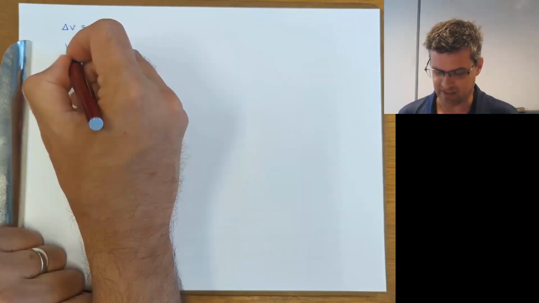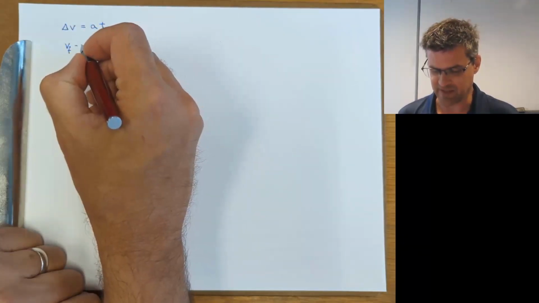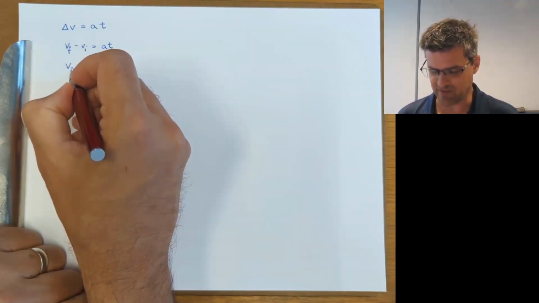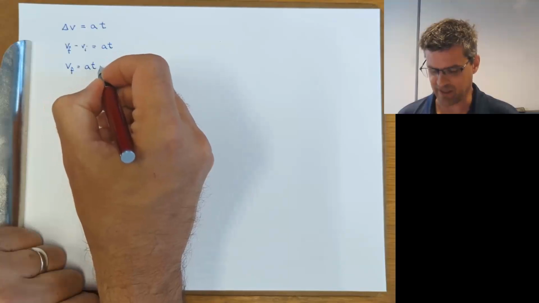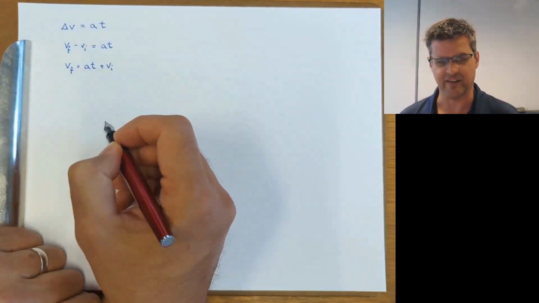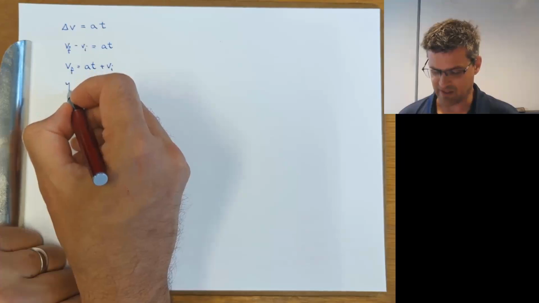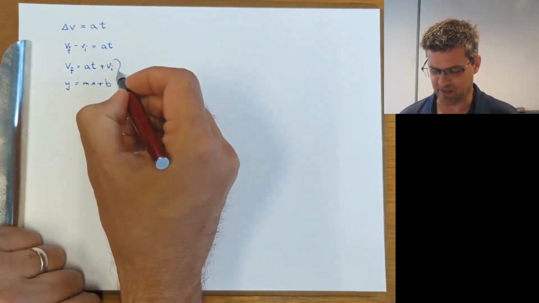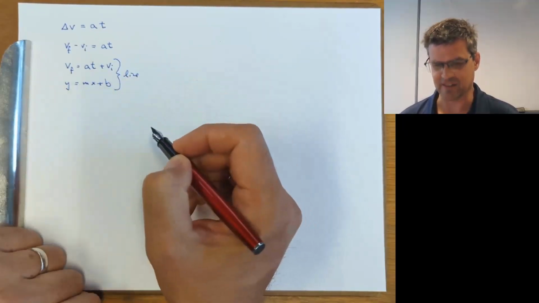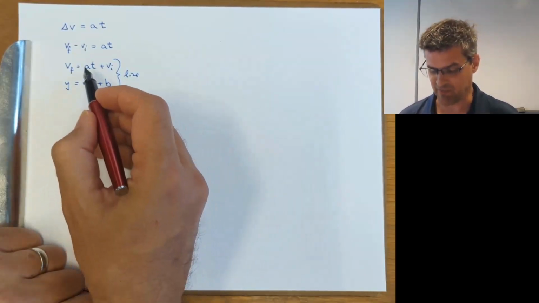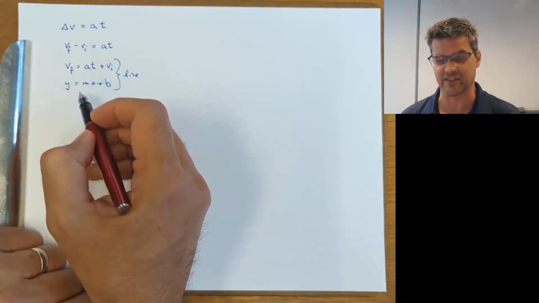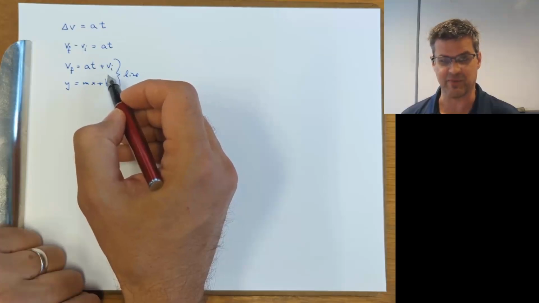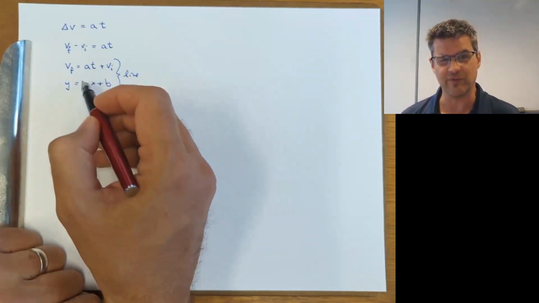Change in velocity is v final minus v initial equals at, or we can say that v final is equal to at plus vi. This is an equation that has the form of y equals mx plus b. This is a line. Now this is a line that could have a positive slope because we could have a positive or negative acceleration. We can have a positive or negative intercept because initial velocity can be positive or negative. But what we find is a line.